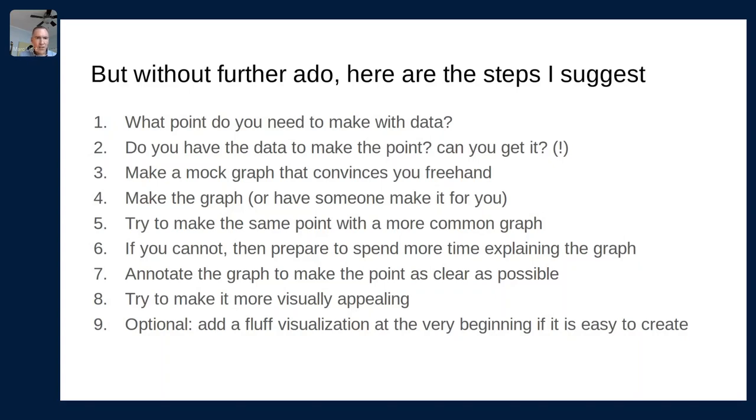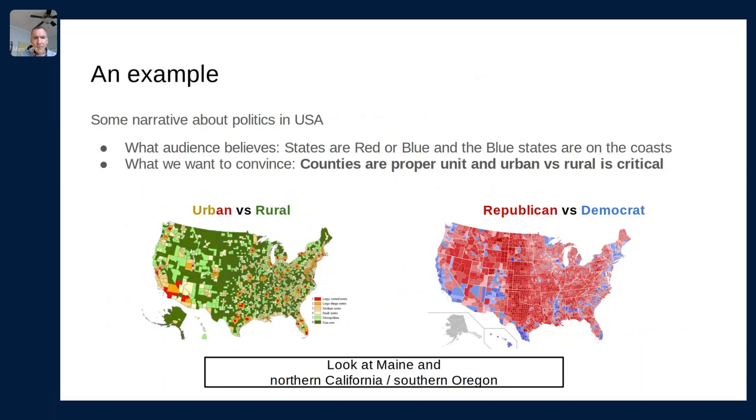Okay, so let's look at an example. Let's say we have some narrative about politics in the USA, and let's say the audience believes that states are either red or blue, the whole thing. The blue states are on the coasts and the red ones are somewhere else, but not on the coasts.